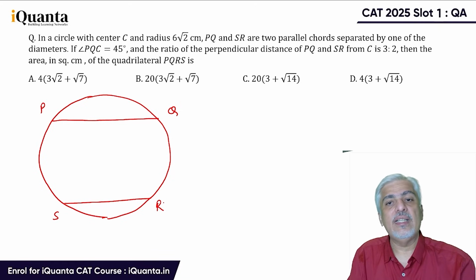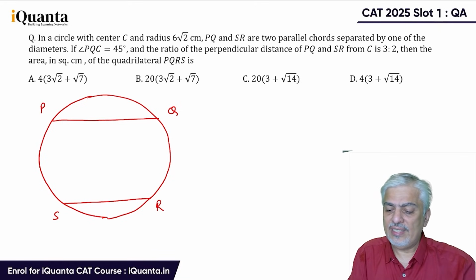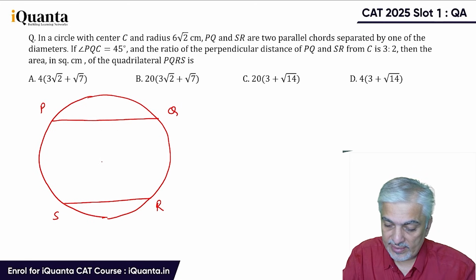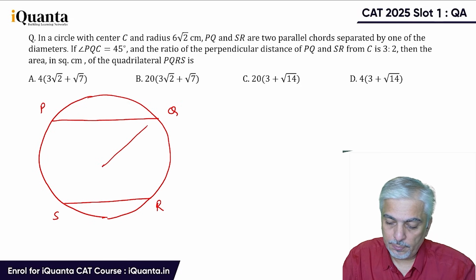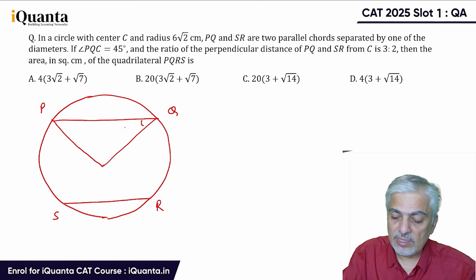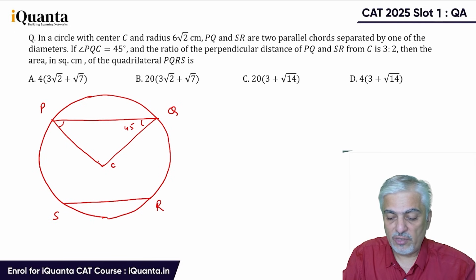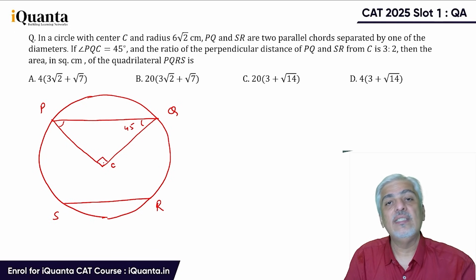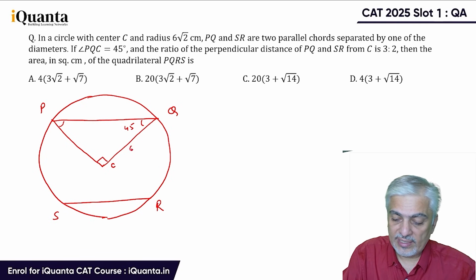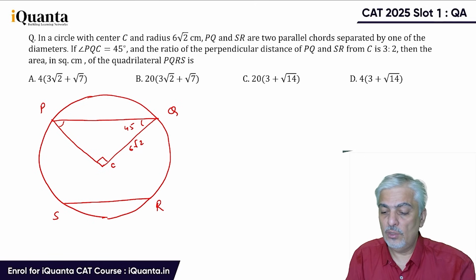Now let's read further what they've told us. Radius is 6 root 2. I'll take that as I draw it further. They've told us angle PQC is 45 degrees. Okay, so center is C. PQC is 45 degrees. This is point C. So this will also be 45 degrees. Obviously 45, 45, so this will be 90 degrees. Let's read further. Now I can write the radius. Radius is 6 root 2. What else have they said?